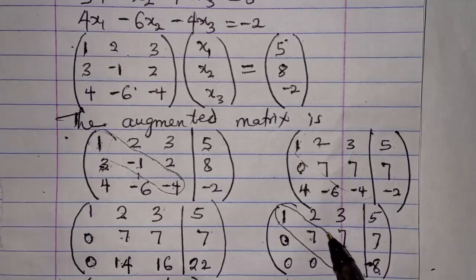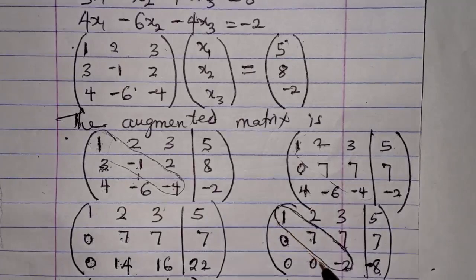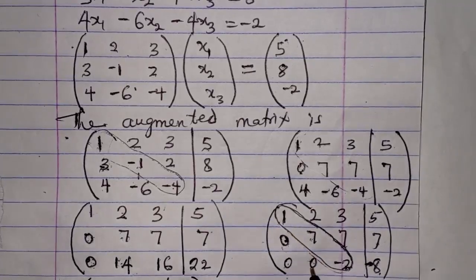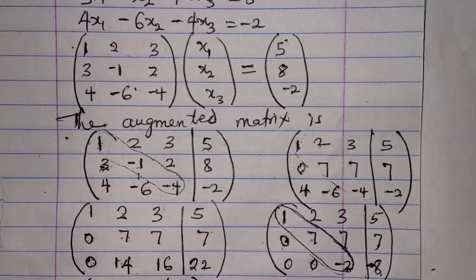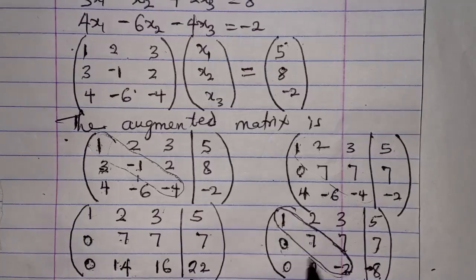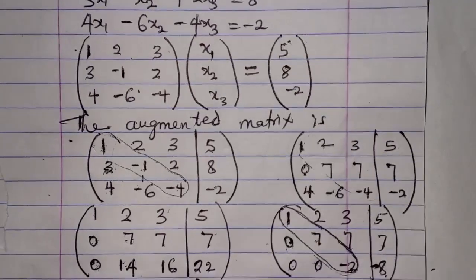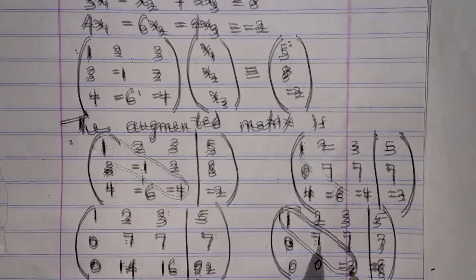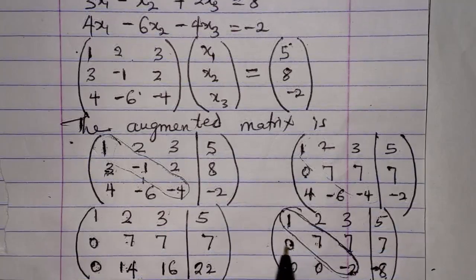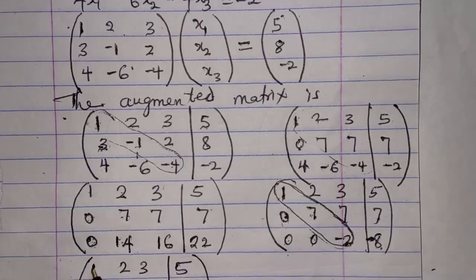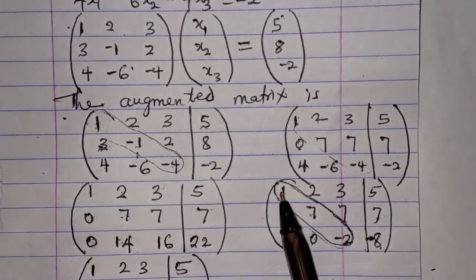The goal is to make the elements on the principal diagonals to be 1 and all other numbers below it to be 0. So this is already 1. We have to make this one 1. Okay? And we have to make this 1 also. To make this one 1, what we'll do is divide everything here by 7. Because 7 divided by 7 is 1. This first row will remain as it is, since this one is already 1.